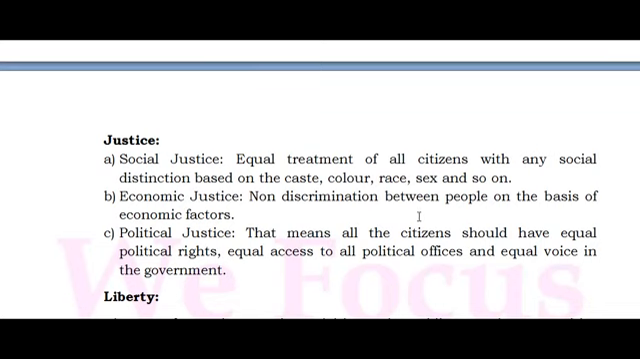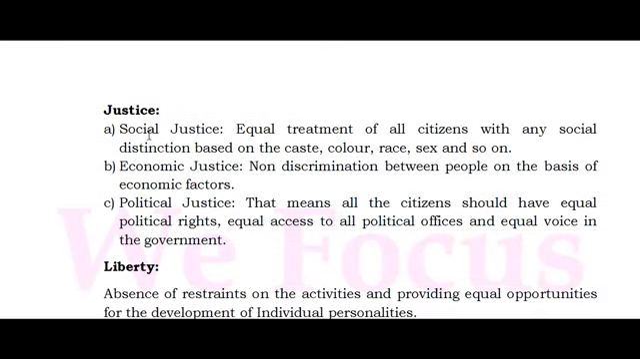We give equal treatment to all the citizens. We don't discriminate against anyone based on caste, color, race, sex and so on. This is the justice thought of by the constitution makers. And justice has three forms: one is social, and the second is economic justice. No discrimination between the people on the basis of economic factors.